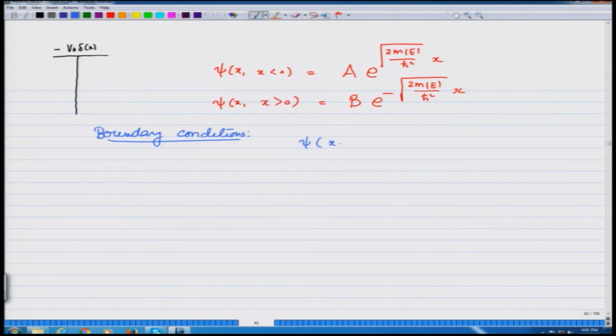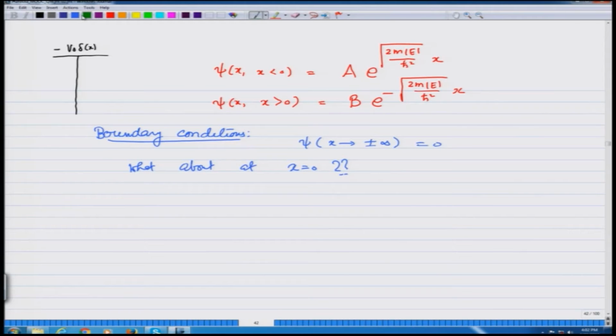Psi x tending to plus or minus infinity is equal to 0 is automatically satisfied. Now, we have written the solution for x greater than 0 and x less than 0. What about at x equal to 0? This is the question.